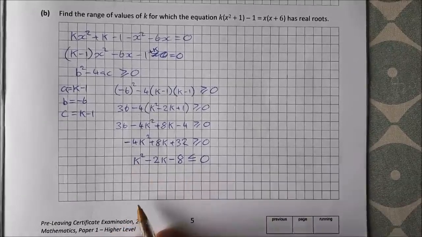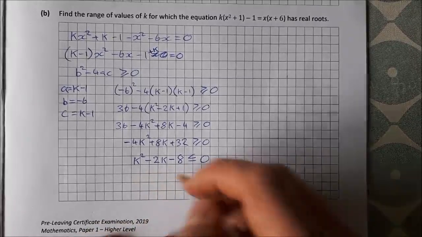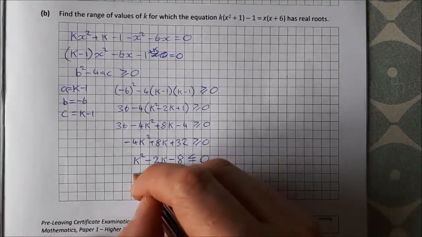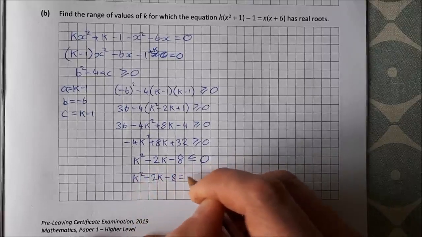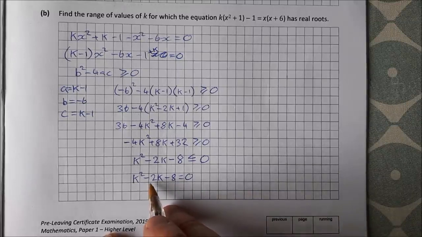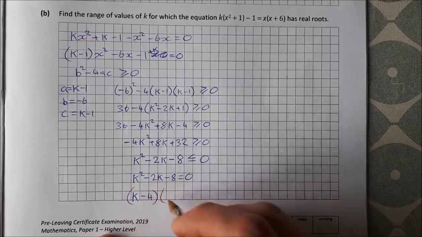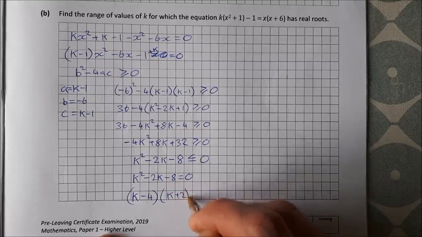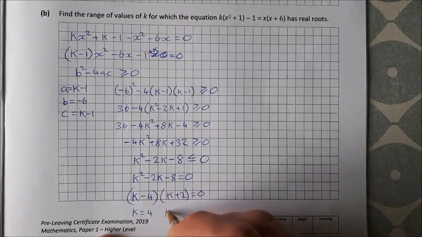Okay, so we have a quadratic equation or inequality here now. To solve for k, I'm going to solve that as an equation. So I'm going to say k squared minus 2k minus 8 equal to 0. Factors of minus 8 that add to give you minus 2 are minus 4 and plus 2. So k minus 4 times k plus 2 is equal to 0. That means k is equal to 4 and k is equal to minus 2.